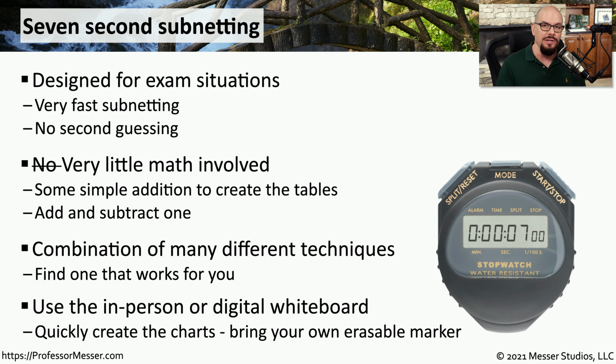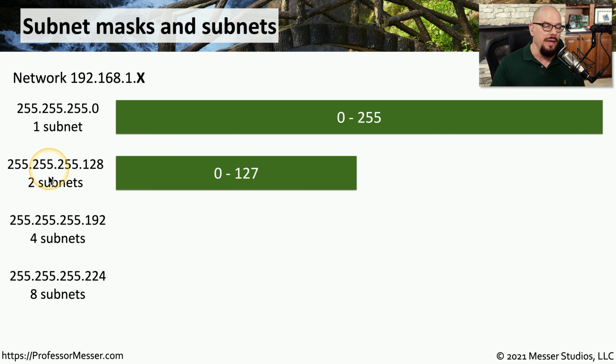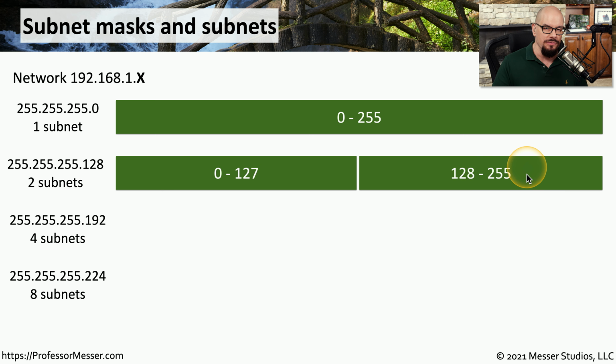The 7-second subnetting process takes into account that all of these different subnets follow the same format. For example, a subnet mask of 255.255.255.0 gives us a single subnet. But if we borrow a bit, we can have two subnets because our subnet mask would be 255.255.255.128, and those two subnets would have host ranges between 0 and 127 and 128 to 255.